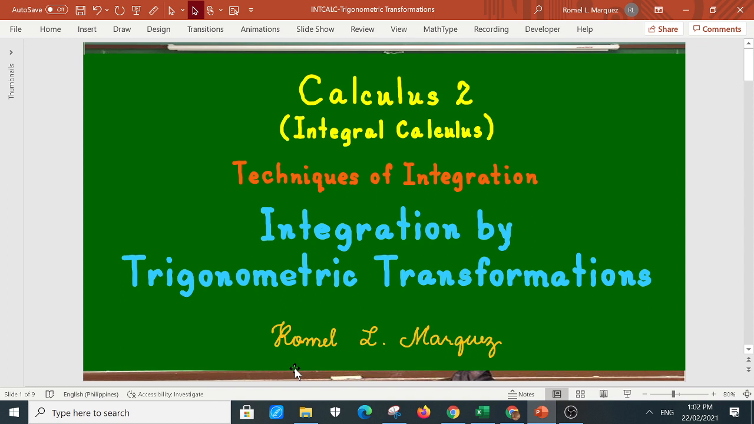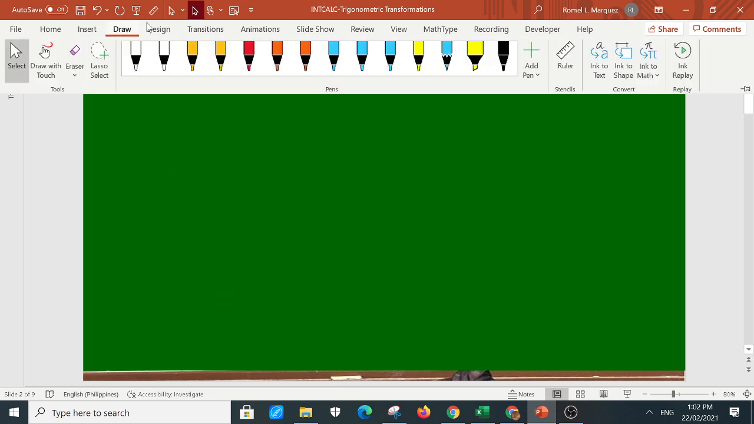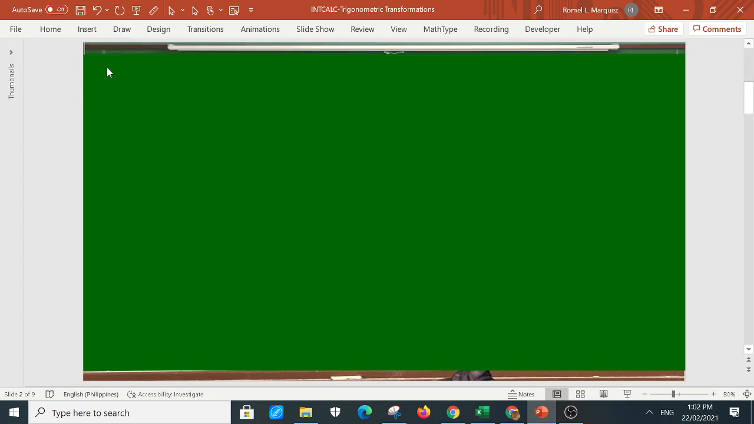The following trigonometric functions lead to different cases of integral forms. For instance, you have tangent to the n, cotangent to the n, tangent to the m, secant to the n, cotangent to the m, cosecant to the n, and then also a product of powers of sine and cosine. Again, we call this integration by trigonometric transformation.